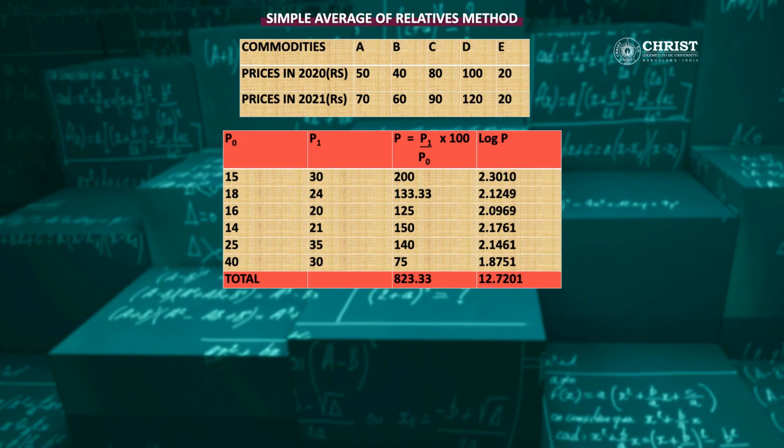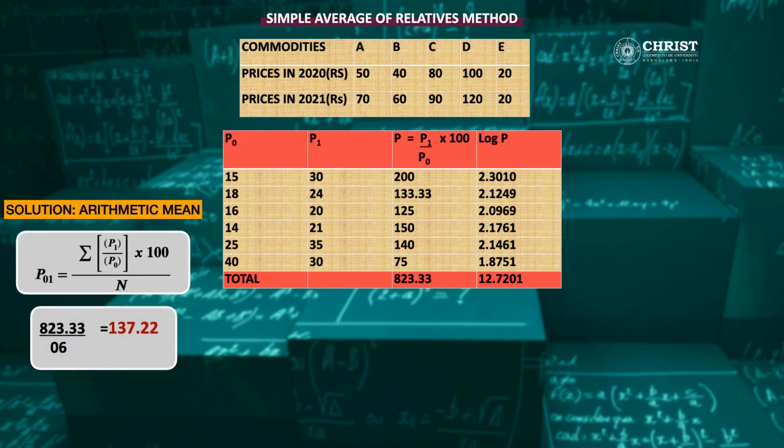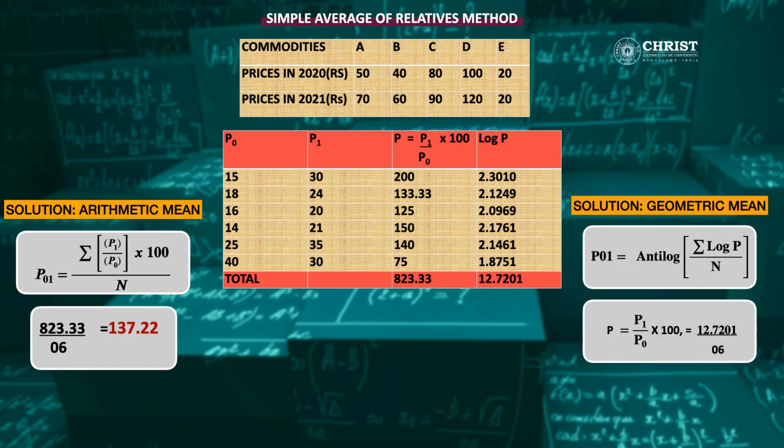Now log P values we have to take for all the price relative values. Then you have to take the total of the log P values for using geometric mean. Now when we see that if arithmetic mean is used, we are getting the index as 823.33 divided by 6. 6 is the number of observations. That means you are getting the index as 137.22. If you are using geometric mean, you are getting the index as 131.83. Now you can see the difference in the values when you are using different averages. This will be a limitation for this method also.